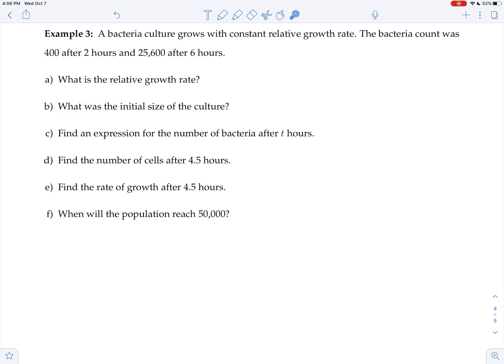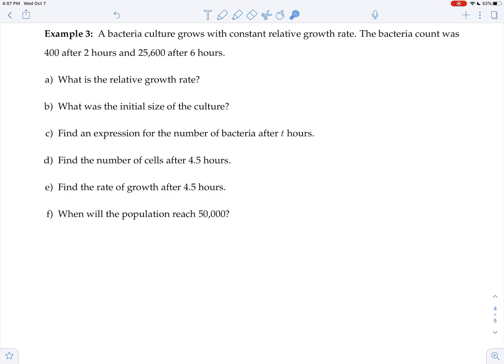We're given these 2 data points, and we need to figure out both P naught and K. That's what A and B are asking. A is saying relative growth rate, that's our K. B is saying find P naught. Once we've got A and B, C is easy. Once we've got C, D is easy, and then we'll have to figure out E and F from the rest of those. So let's go ahead and dive in.